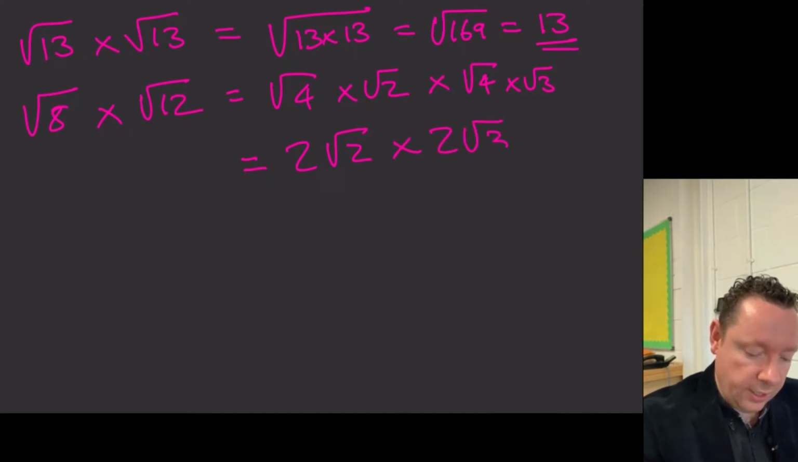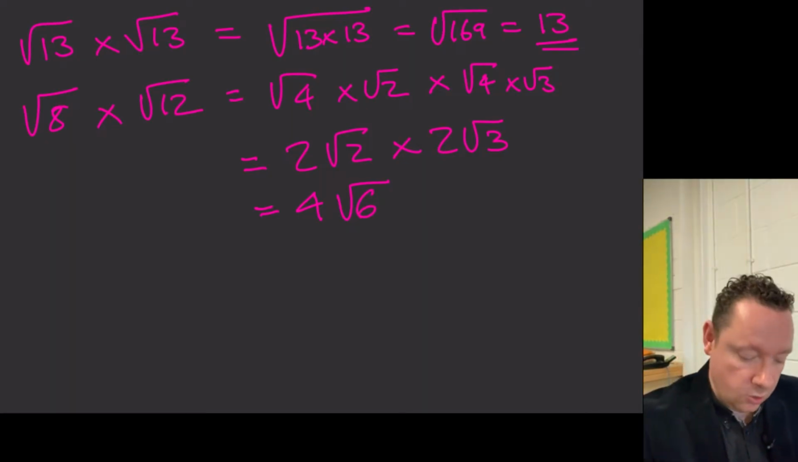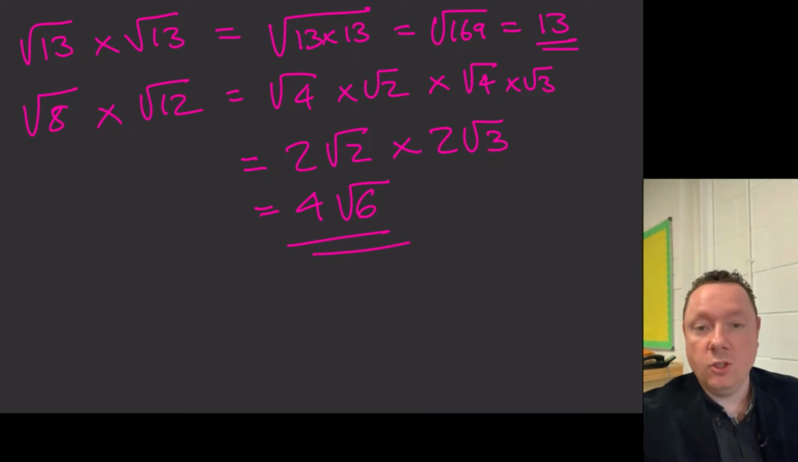And then you just need to remember that things outside can be times together and things inside can be times together. So the 2 times 2 gives me 4 outside, square root. The 2 times 3 gives me 6. Just check that there's no square numbers that go into 6, and there isn't, so you're done. Alternatively, if you prefer, you could do 8 times 12, which is 96, and then simplify the square root of 96, which would be 4 root 6 as well.